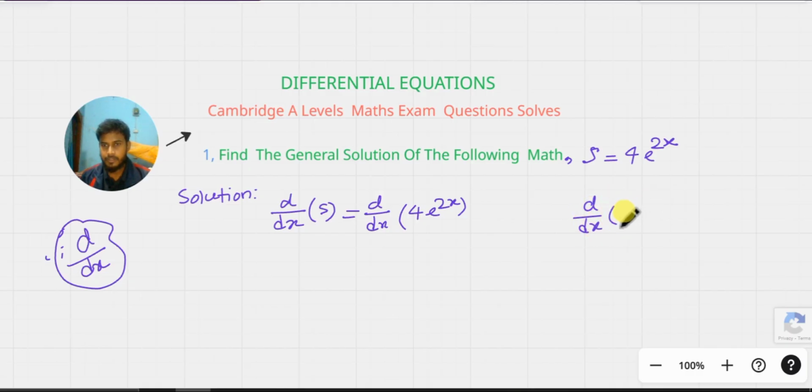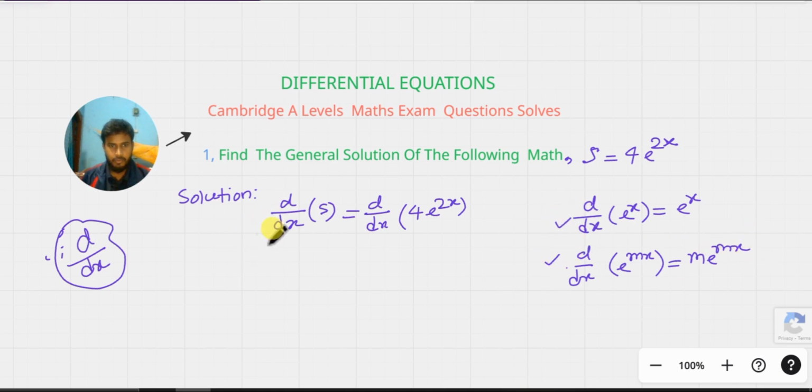there is an important formula of differentiation: if we apply the d/dx operator on the e^x function, we'll get e^x. And if we act the d/dx operator on the e^(mx) function, the result will be m times e^(mx). So we have to remember these two important formulas. Now we can see that there is a number, so it will come outside: 4 times d/dx of e^(2x), right?